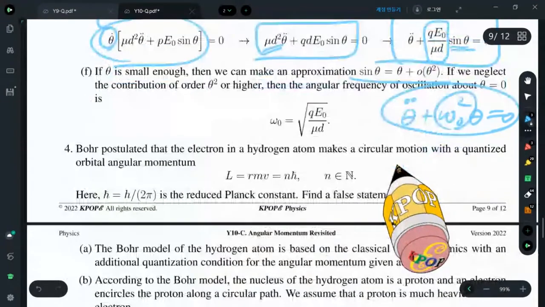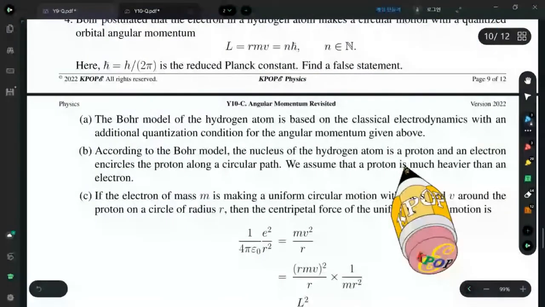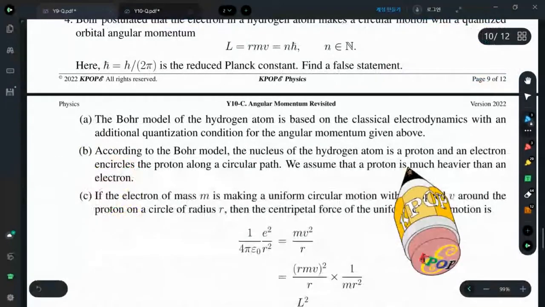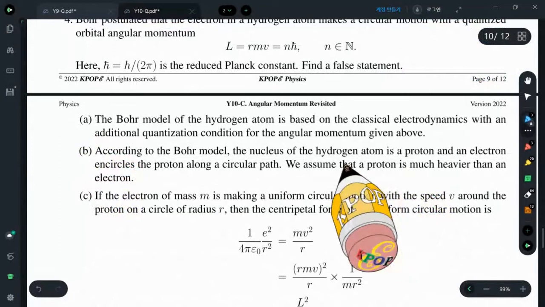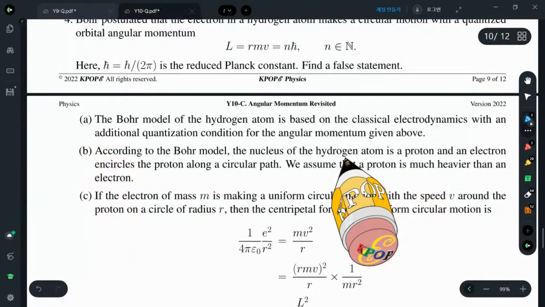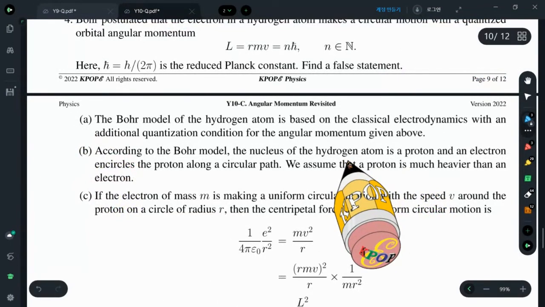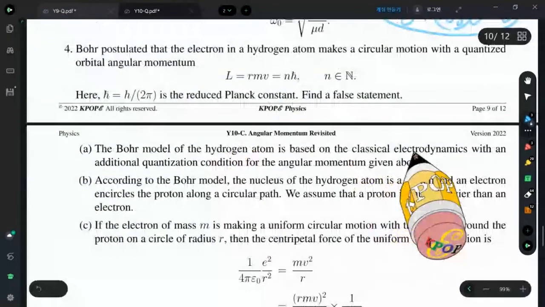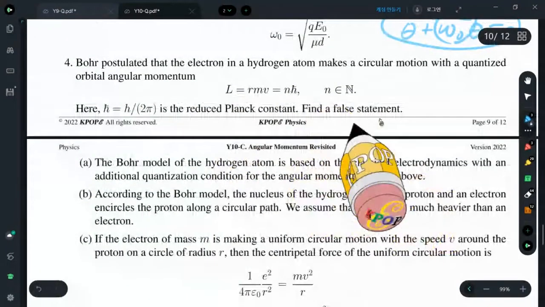The next problem is regarding the Bohr model of the hydrogen atom. Actually, it is known to be wrong. However, by accident, it first predicted the energy level of the hydrogen atom, and that is identical to the measured value. That's the reason why it was famous. However, it is completely wrong. Well, let's consider this problem regardless of the fact that it is an obsolete theory.